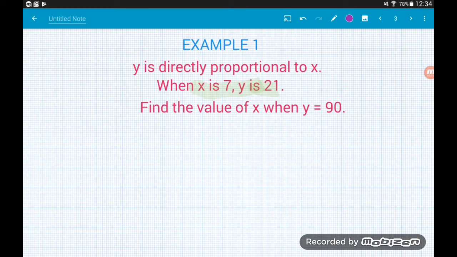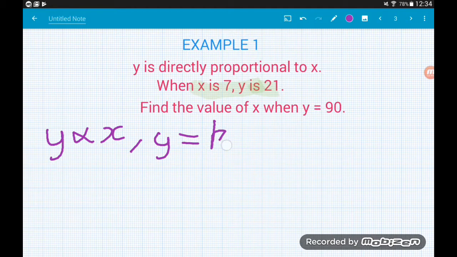Well, first of all then, let's write down the proportion. So we know y is directly proportional to x. Now that means then that y is equal to some number k times x. Now this is where our initial conditions come in. We know that when x is equal to 7, y is equal to 21. So we substitute those values in. So we would get 21 is equal to k times 7.